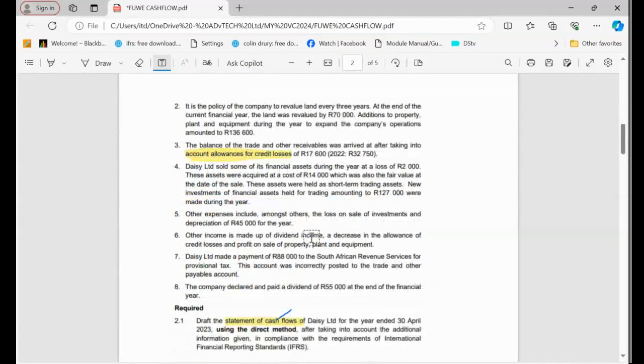We just want anything to do with the expenses. Number five, they're saying something. Can you see number five here? Yes, I see it. They say expenses include loss on sale of investments and depreciation of how much? 45,000. Now, let me say something. Let me highlight them so that you can understand.